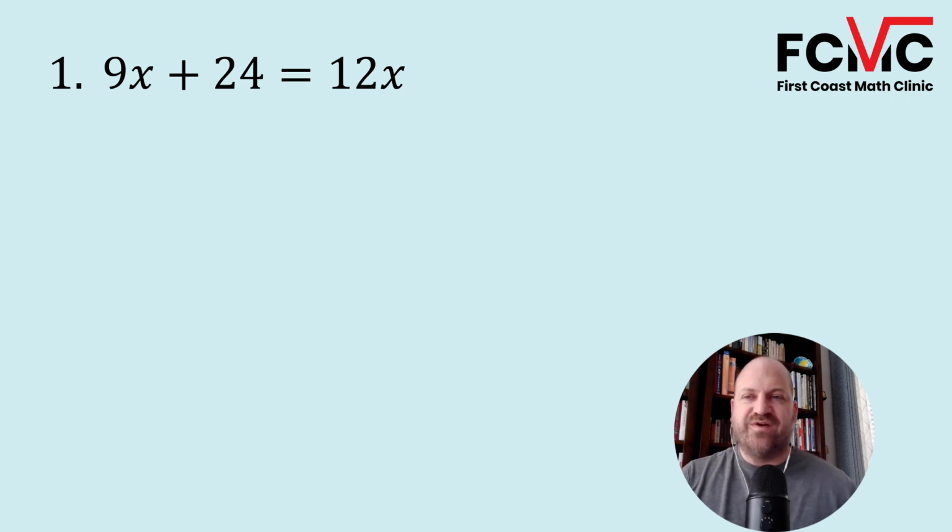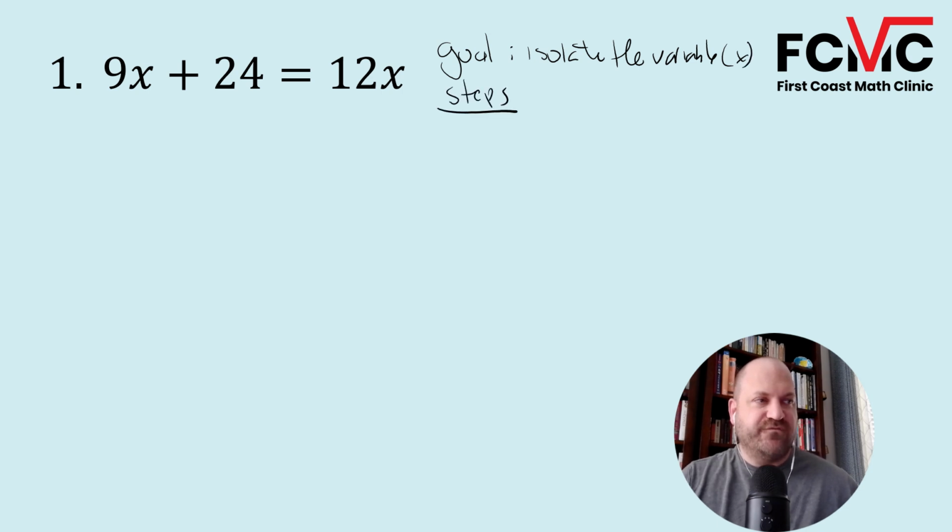All right, let's start with number one. So we've got 9x plus 24 equals 12x. And I'm going to write our steps and goal off to the side as we solve this. So our goal we know is to isolate the variable, which in this case is x. And let's go through our steps to solve. So our first step is we want to combine our like terms across the equal sign using inverse operations.